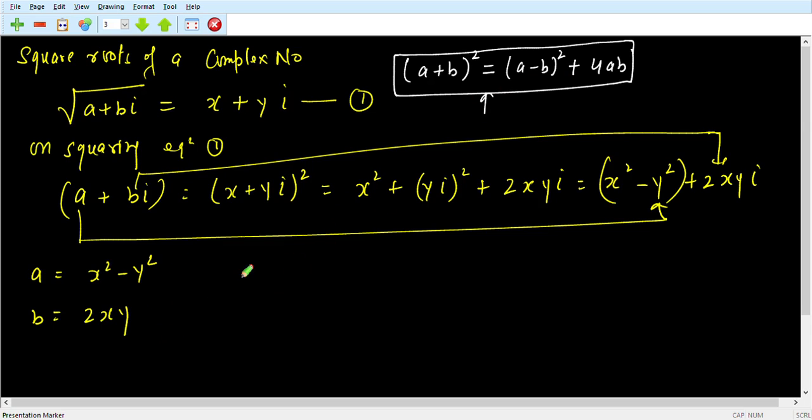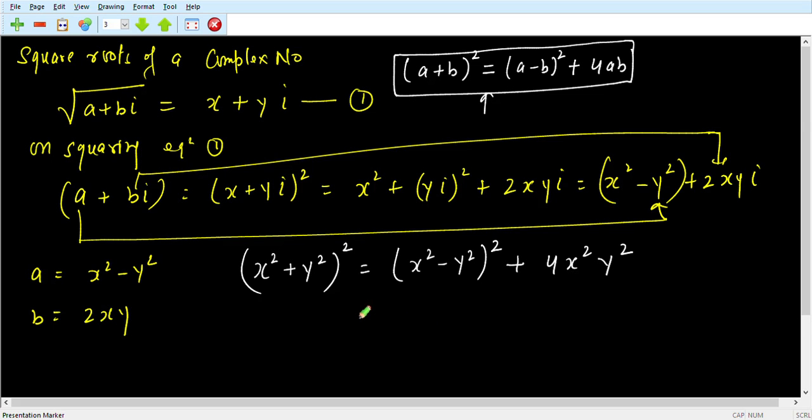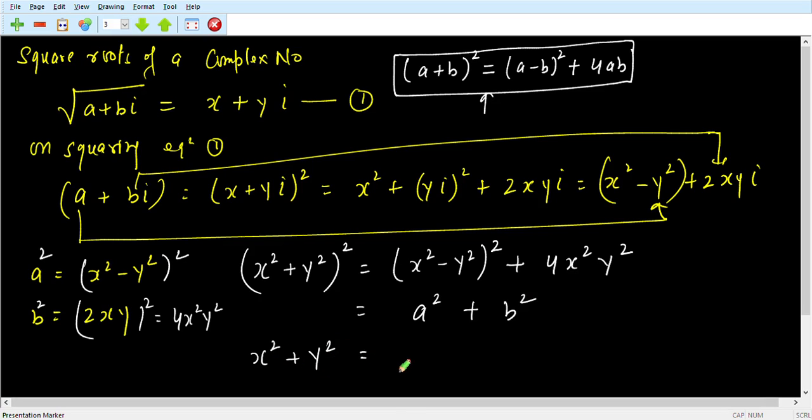So by that logic, if let us suppose I want to write (x^2 + y^2)^2, then this will be equal to (x^2 - y^2)^2 + 4x^2y^2. Okay, so x^2 - y^2 is a, right? So you can write a^2, and 2xy if I square this, I will get 4x^2y^2, that is b^2. So x^2 + y^2 will give me under root a^2 + b^2.